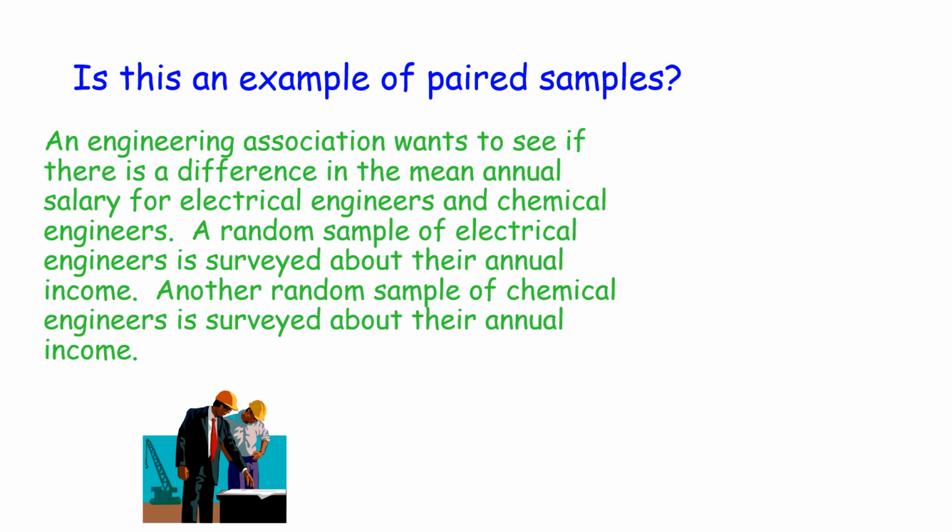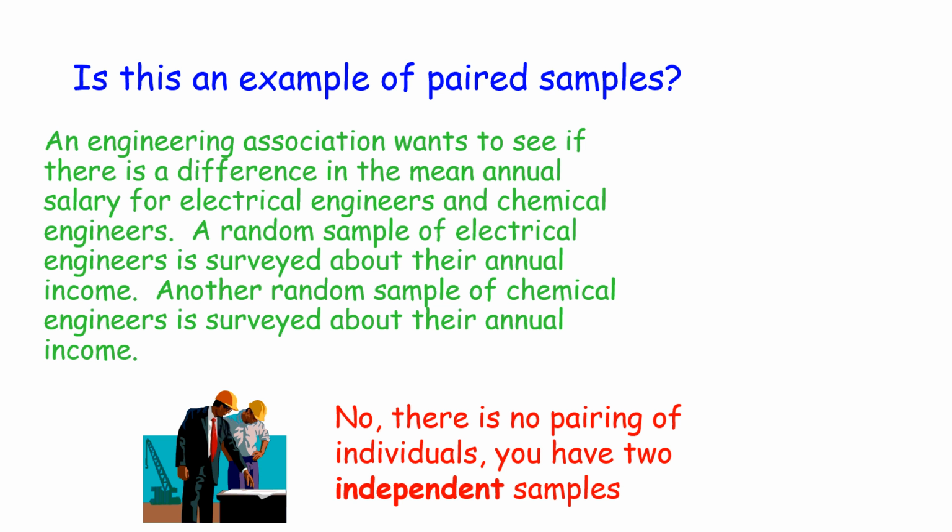So is this an example of paired samples? An engineering association wants to see if there is a difference in the mean annual salary for electrical engineers and chemical engineers. A random sample of electrical engineers is surveyed about their annual income. Another random sample of chemical engineers is surveyed about their annual income. No, there's no pairing of individuals here. So you have 2 independent samples. Let's look at another one.